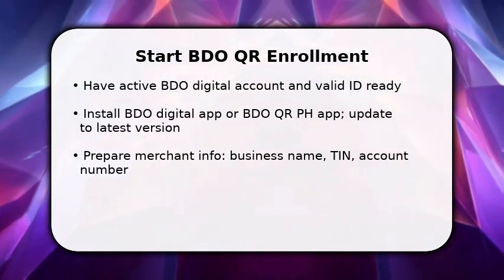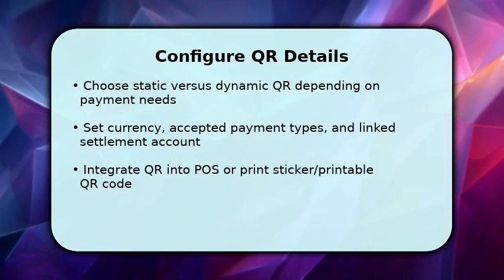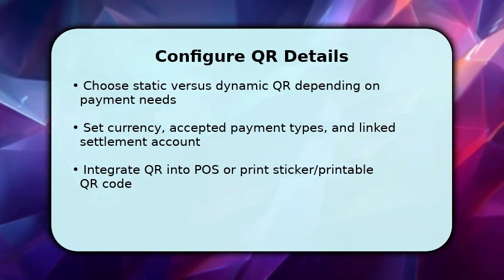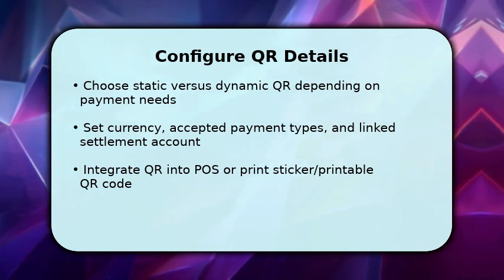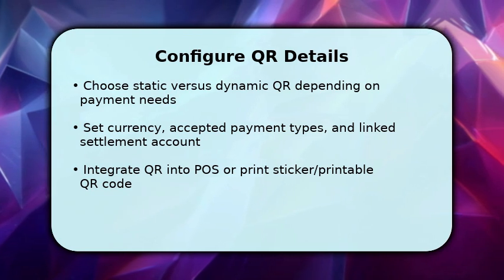Once your merchant record exists, configure the QR specifics. Decide static if you want a single persistent code or dynamic for transaction-specific amounts. You'll set currency, accepted payment types, and which BDO account receives settlements, and adjust receipt and notification preferences.